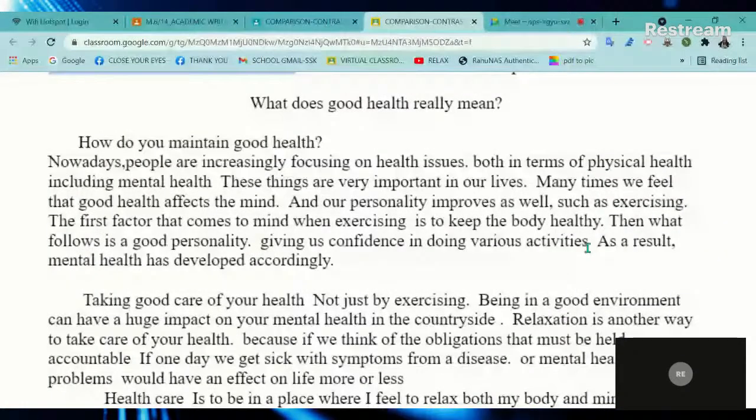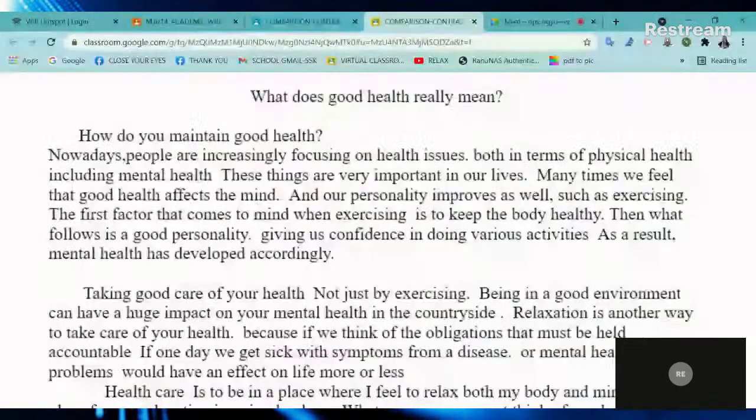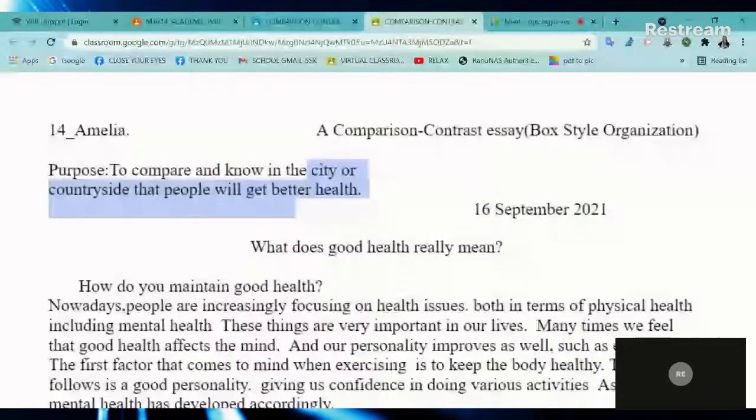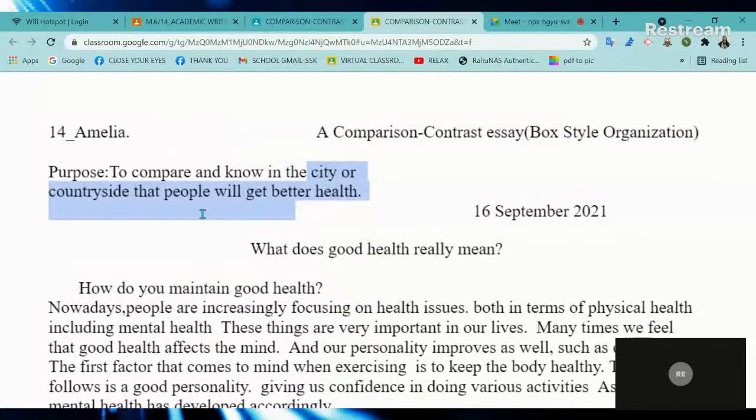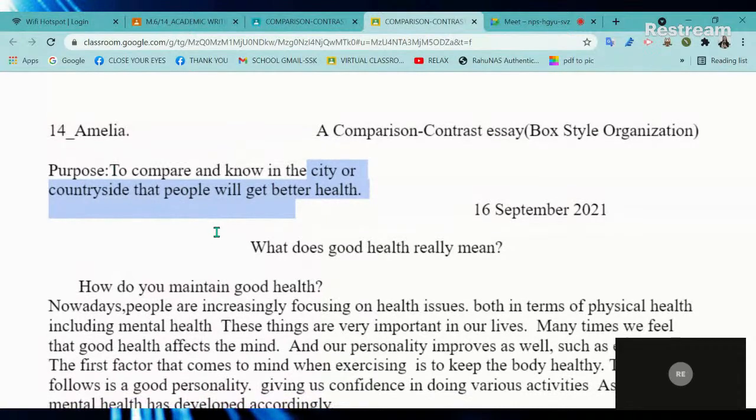So if you have time, please try to make a sentence here after your exercising one, because this one, the first factor, should be in the body paragraph. Do you understand? Excuse me, teacher, how would the sentence be? You start with your topic, good health. And then you add your controlling idea, city and countryside, right?